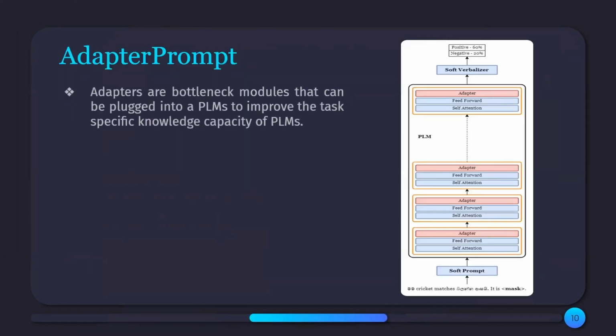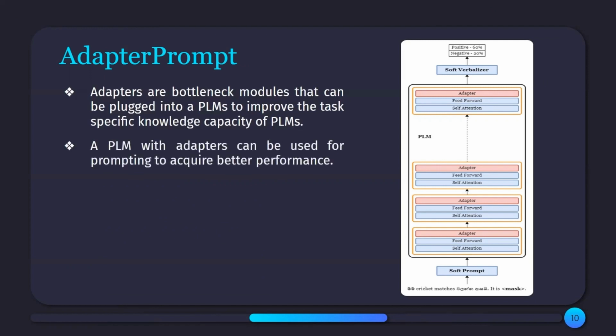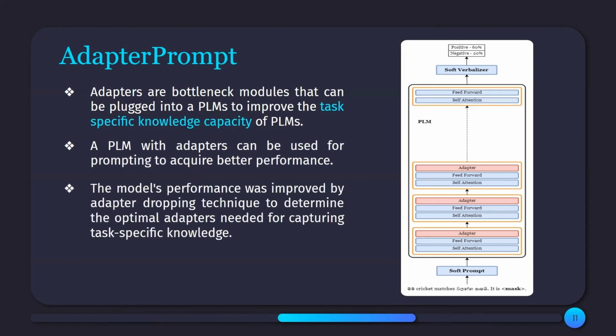Adapter prompt. Adapter prompt is a technique that utilizes bottleneck modules called adapters to enhance the task-specific knowledge capacity of pre-trained language models. By incorporating adapters into a pre-trained language model, we can leverage their capabilities during prompting, leading to improved performance. In our research, we further improve the model's performance by employing the adapter drop technique, which helped identify the optimal adapters required to capture task-specific knowledge effectively. Through the integration of adapters, we aim to enhance the capabilities of pre-trained language models and achieve better results by giving a task-specific representation to the pre-trained language model.